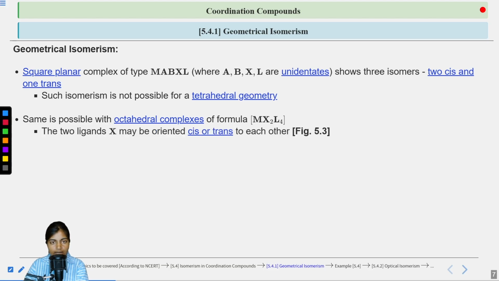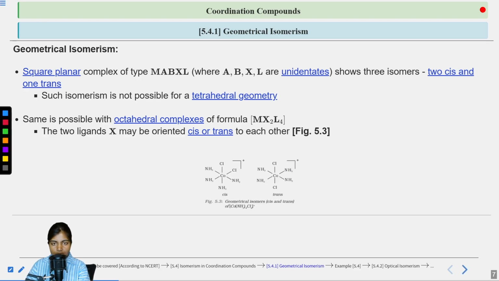Now the two X ligands may be oriented either cis or trans to each other. So the two ligands present in this octahedral complex MX2L4 may be oriented either in the cis or the trans form. How? If you place them adjacent to each other, the cis form will be there. If you place the X opposite to each other, then the trans form of the isomerism will be there, right? So let's see this in figure 5.3.